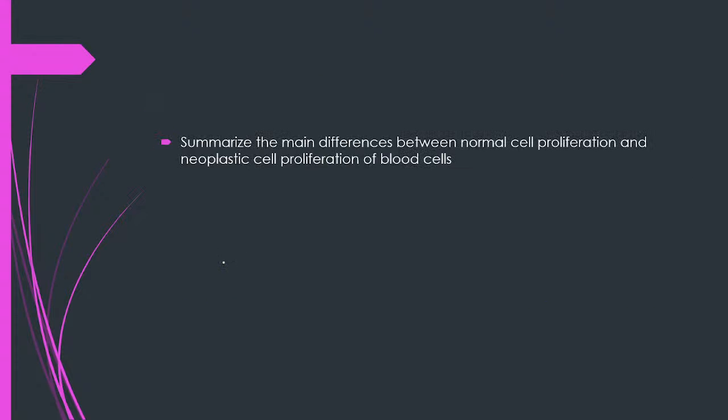All right, summarize the main differences between normal cell proliferation and neoplastic cell proliferation. This is an important question. What is proliferation? This is basically cell division. Normal cells proliferate in normal circumstances, for example, infection, or an inflammatory reaction to either trauma or microbial invasion.